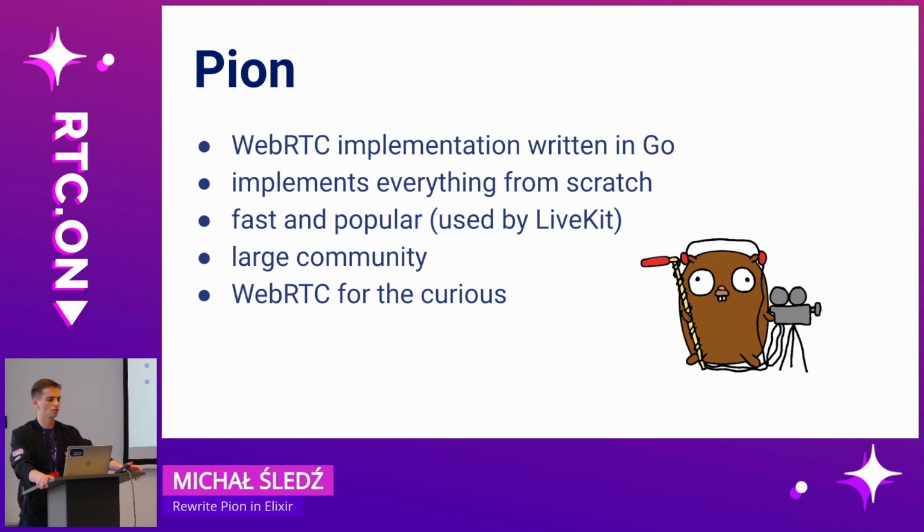So Pion is another WebRTC implementation written in Go. It implements everything from scratch. So every single protocol I showed you on the previous slide is provided as a separate package. It's very fast and popular. And the phenomenon of Pion, I think, is that they made creating your own web applications, or in general applications based on WebRTC, much easier than it was before. They even come with the WebRTC for the Curious book, so their own learning resource.